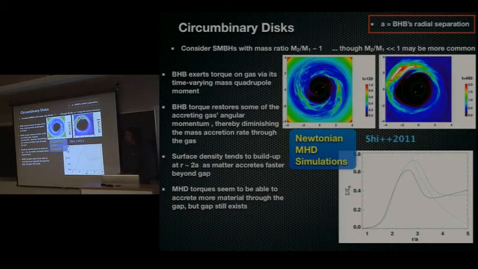And in this simulation, what is the vertical aspect ratio? In channels, I believe it's 0.05. Our disk thickness is 0.1.